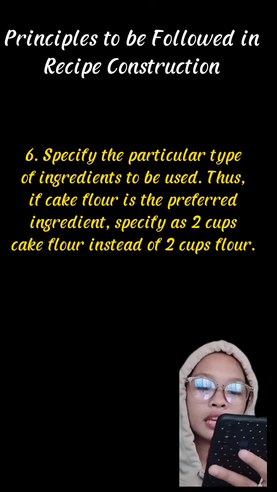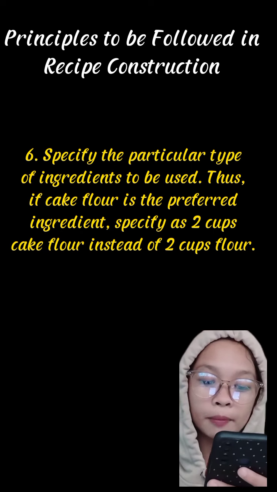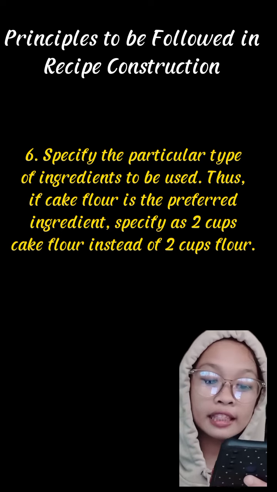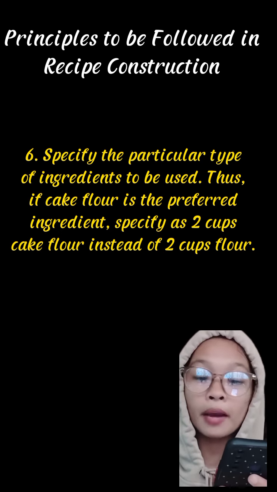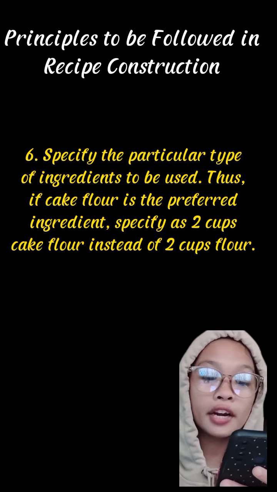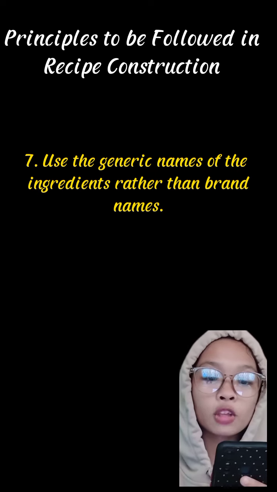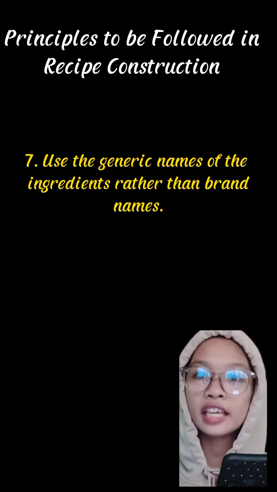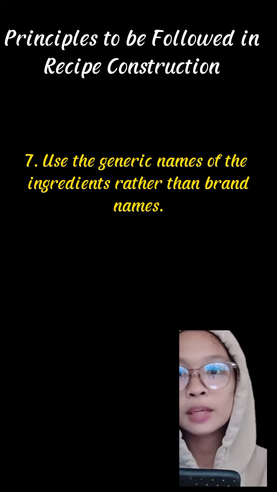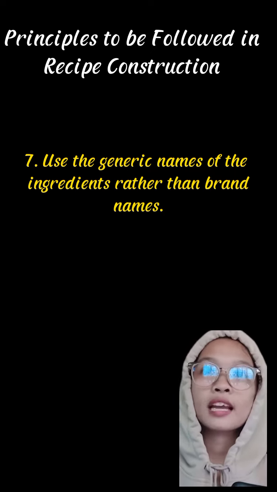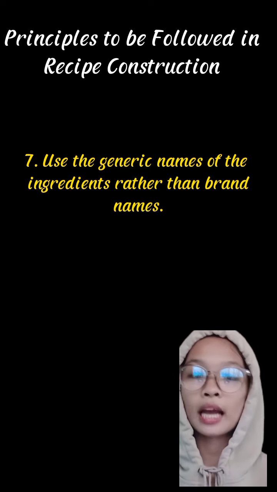Number 6, specify the particular type of ingredients to be used. Thus, cake flour is the preferred ingredient. Specify as 2 cups cake flour instead of 2 cups flour. Number 7, use the generic names of ingredients rather than the brand names. Yes, kailangan din yon para madali lang natin maintindihan or di tayo madaling malito sa paggamit ng mga ingredients.